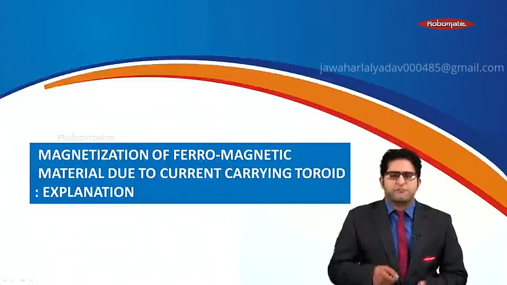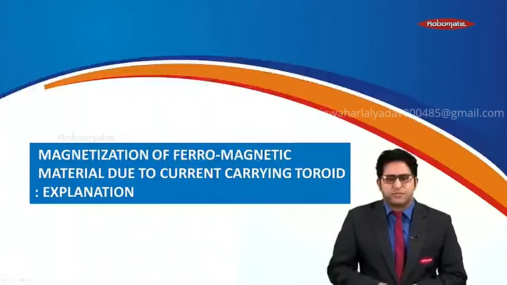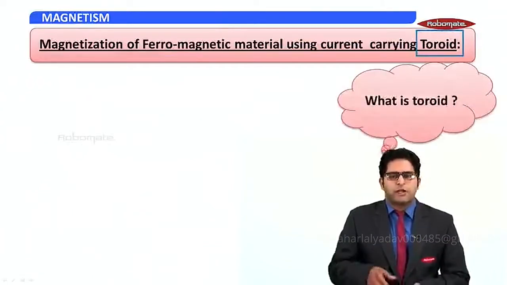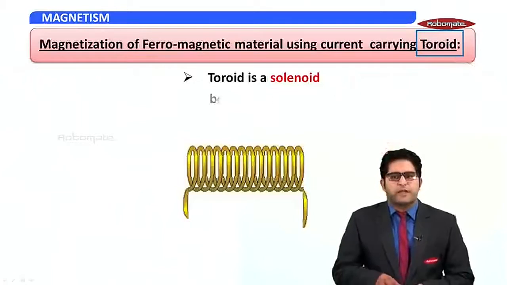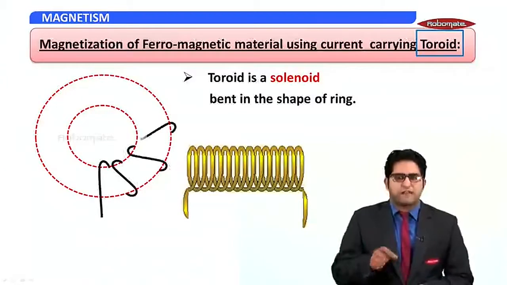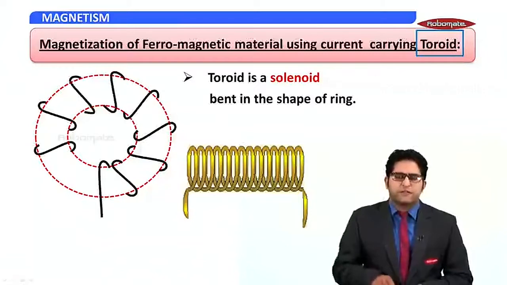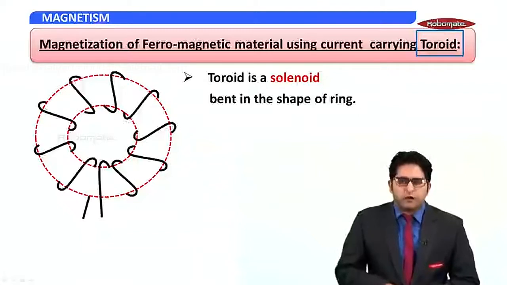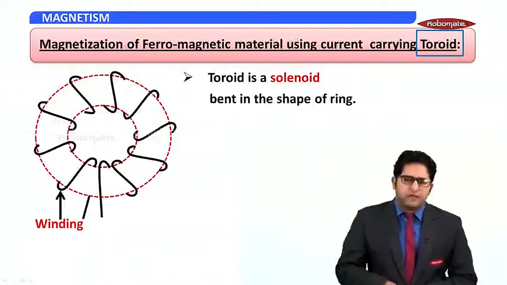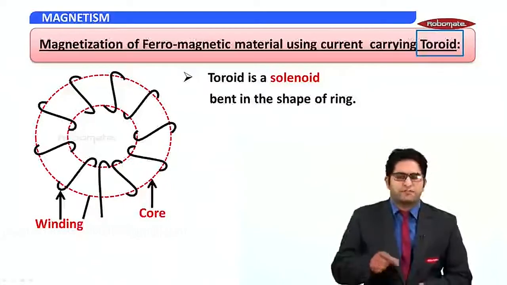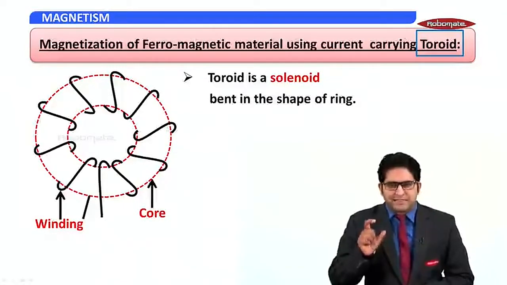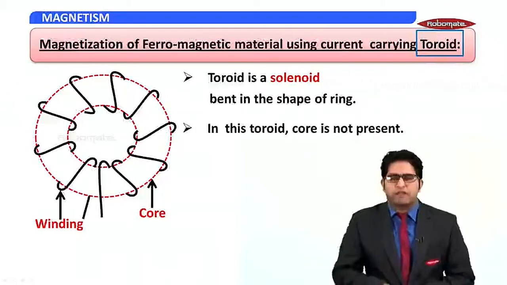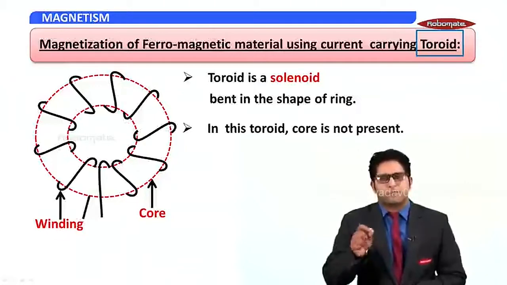So let us start with the first part of this concept, which is explanation. Now the first question that comes to my mind is, what is a toroid? A toroid is basically a solenoid which is bent in the shape of a ring. Let's say we have a circular frame, and on this circular frame we have insulated copper wire wound on it. This wired part of the toroid is referred to as the winding, whereas the circular frame is referred to as the core. From the diagram you can clearly see that here the core is not present, and instead of the core we have free space or vacuum.